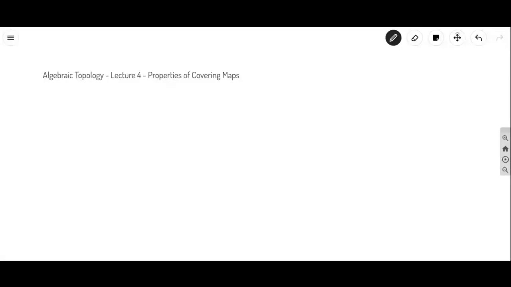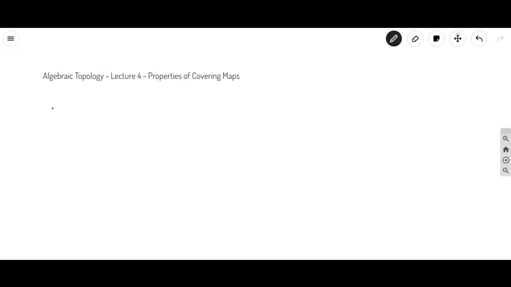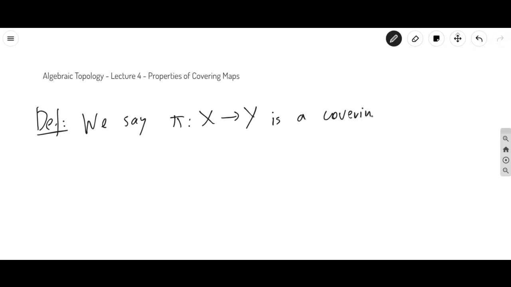In this lecture, we will discuss properties of covering maps. So let's begin with a definition of what a covering map is. Definition: we say a map pi between two topological spaces X and Y is a covering map. Of course, it's assumed it's continuous, and we will not bother even writing that down.